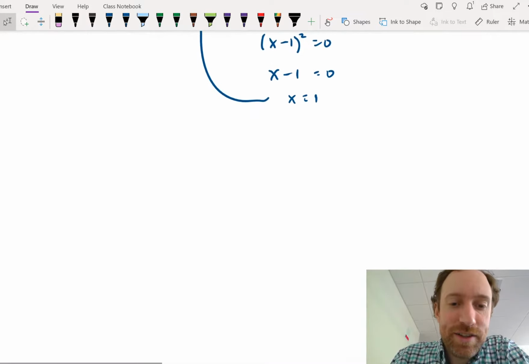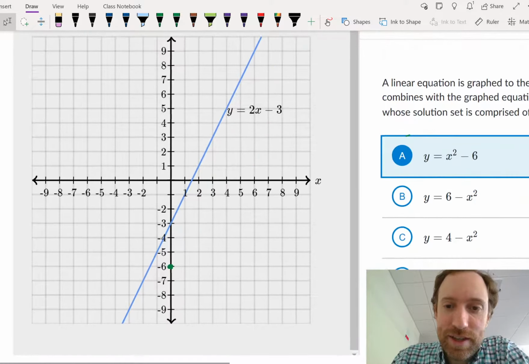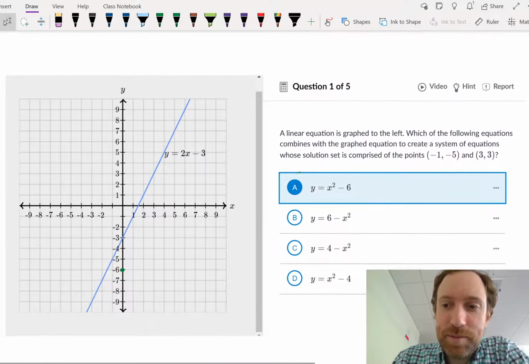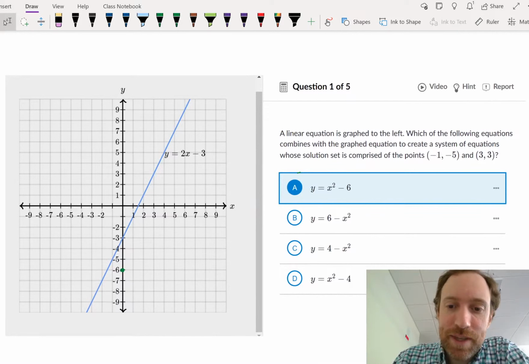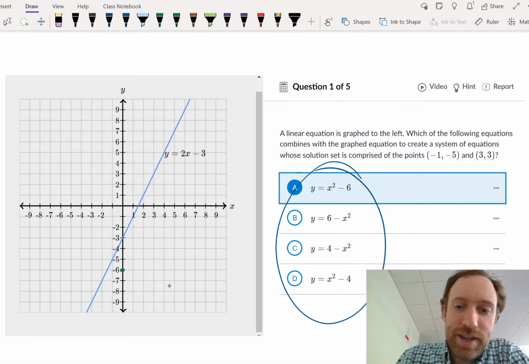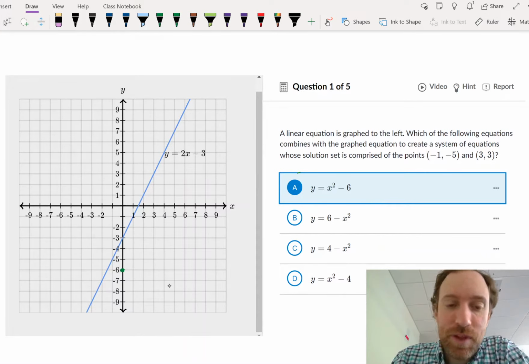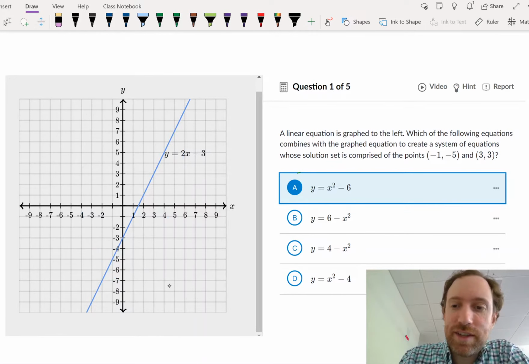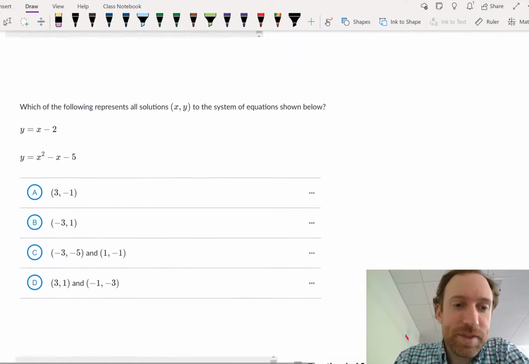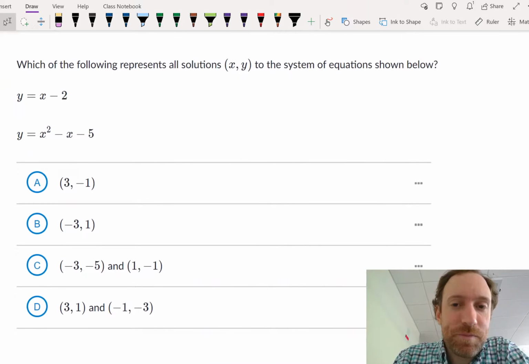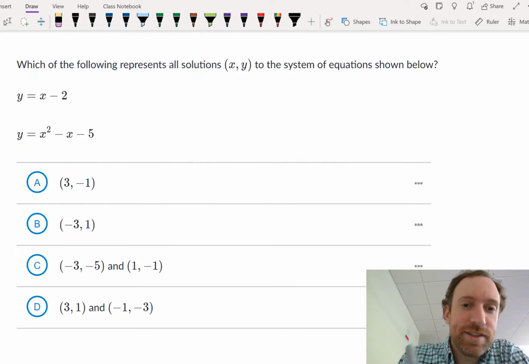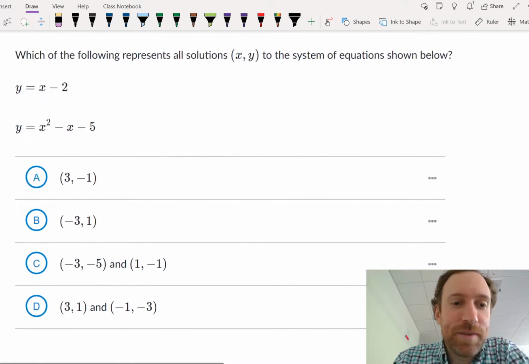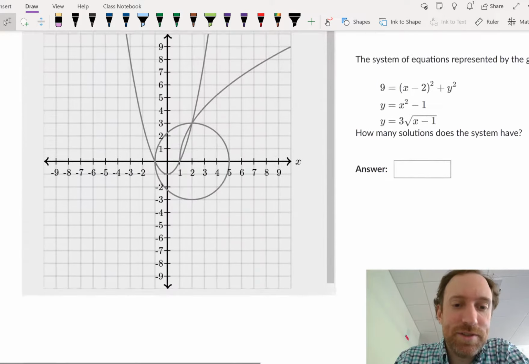All right, I have some other examples here. This is from Khan Academy. And here they give you a line and they give you a quadratic, and which of these quadratics gives you some sort of parabola will have solutions at these points. So that one's kind of fun. Here's one that's basically just very straightforward. Which of the following represents the solution?